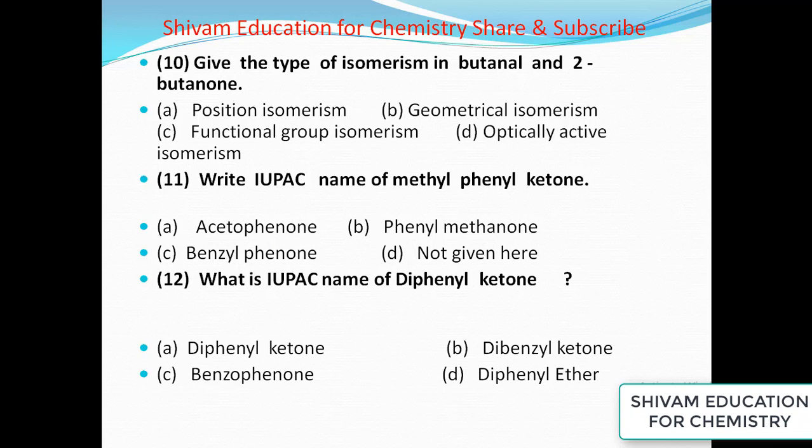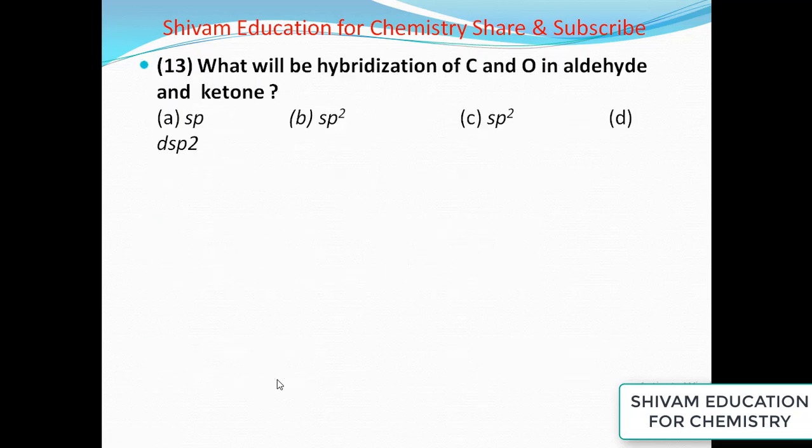Two phenyl rings are attached with a carbonyl group, so it is known as benzophenone. The IUPAC name of diphenyl ketone is nothing but benzophenone. Now question number 13. What will be the hybridization of carbon and oxygen in aldehyde and ketone?